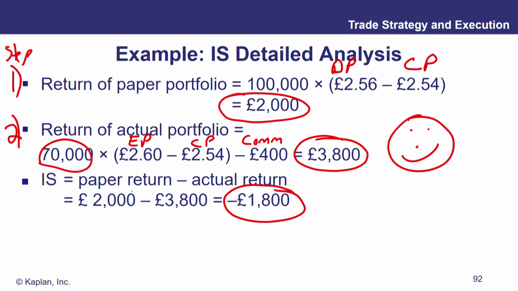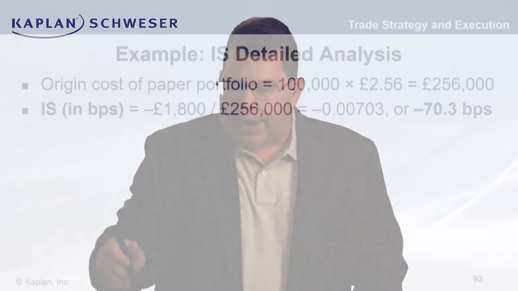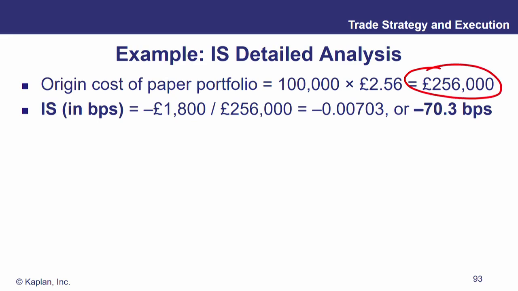This is great. So our implementation shortfall actually is negative. Remember, you take the paper return minus the actual return. 2,000 minus 3,800 is negative 1,800. And again, we expected that because we saw the market was going up as the traders were placing the trade. Okay, so the paper portfolio, let's look at the cost. Let's convert this to basis points because that's what the question asked for. So we needed 256,000 pounds. So a negative 1,800 over 256,000 is negative 0.00703. How do you convert this? Just multiply it by 10,000. And what do we get? We get a negative 70.3 basis point implementation shortfall.